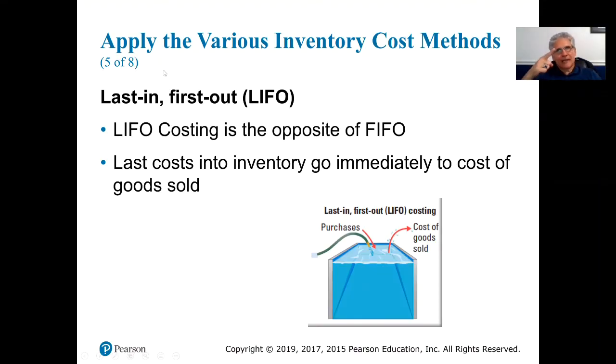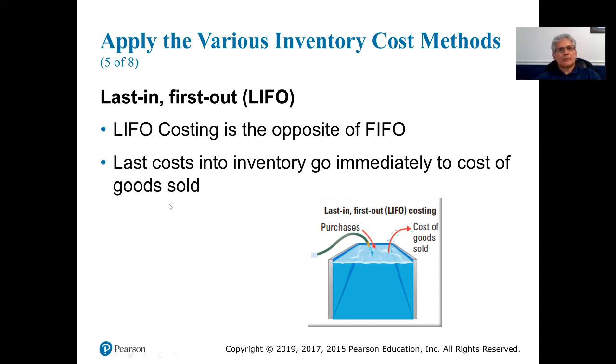So we've talked about specific identification. We talked about average cost. We just went over FIFO. Now we're going to go over LIFO, last in, first out. You can think of this as your tap being at the top of the tank, instead of at the bottom where the first in was the first out. The last in is the first out. If the tap is at the top, you're pulling out from the top of the tank. So LIFO costing is the opposite of FIFO, and the last cost into inventory goes immediately to the cost of goods sold.